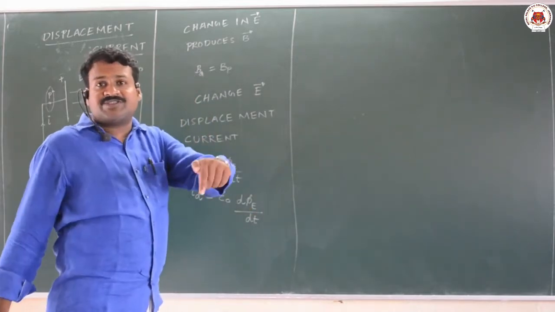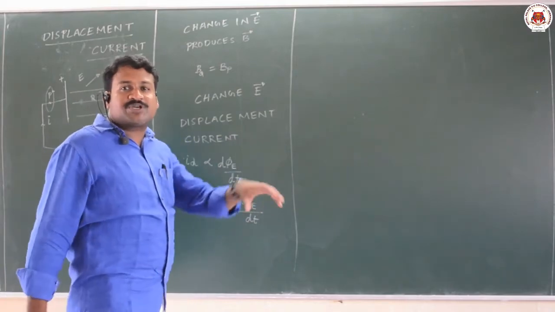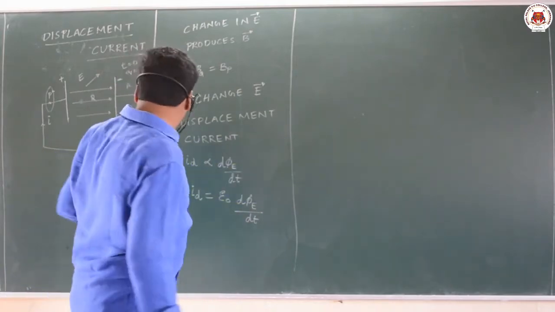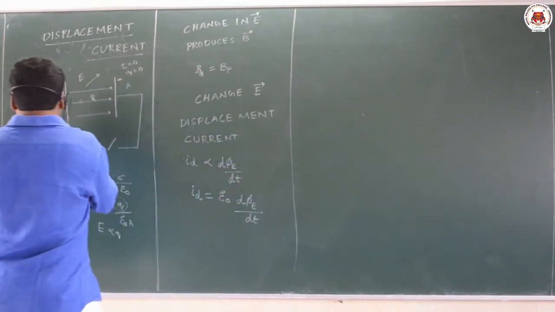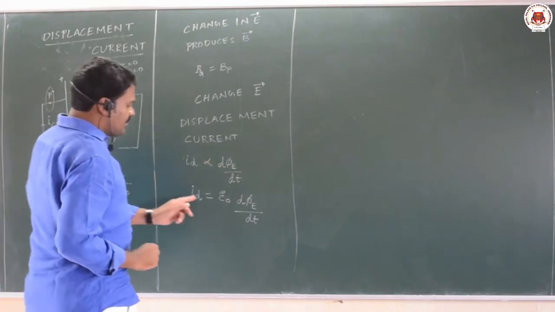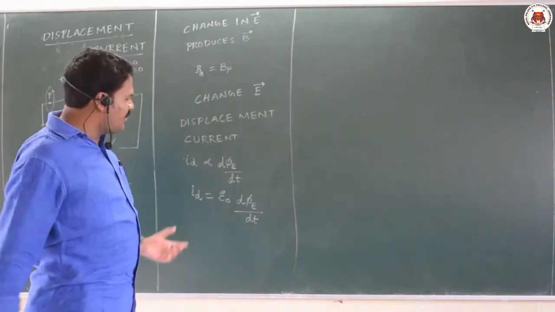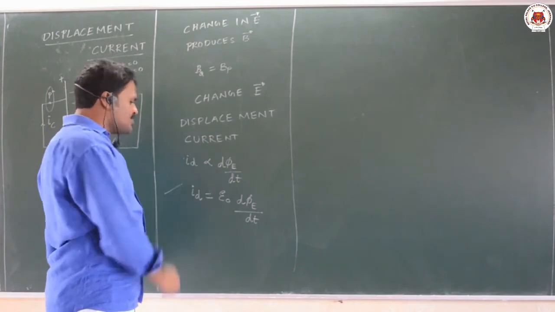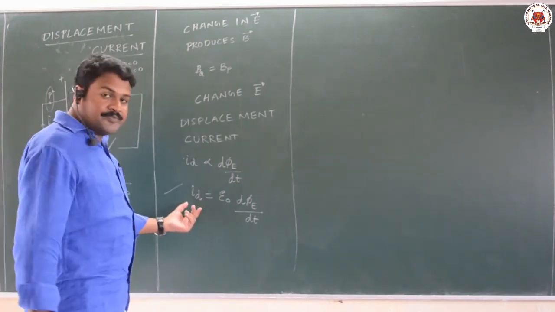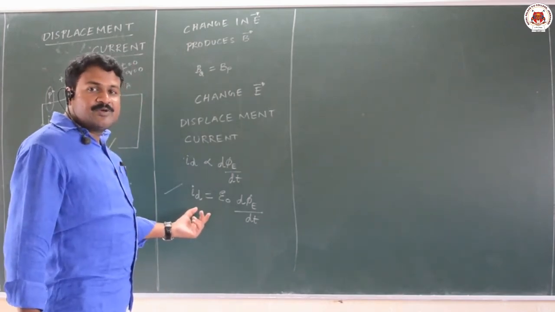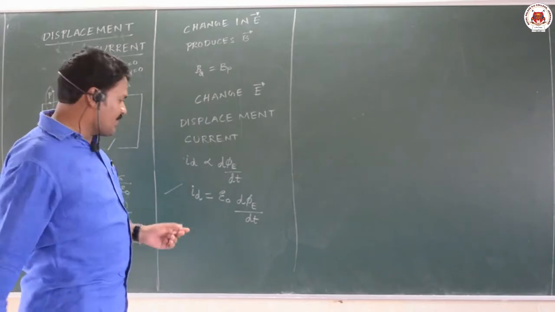The rate of change of magnetic flux has produced conventional current, that is conduction current. So this current he named as conduction current, this current he named as displacement current. So in order just to explain, he introduced a new term called displacement current, which is produced between the plates of the capacitor.